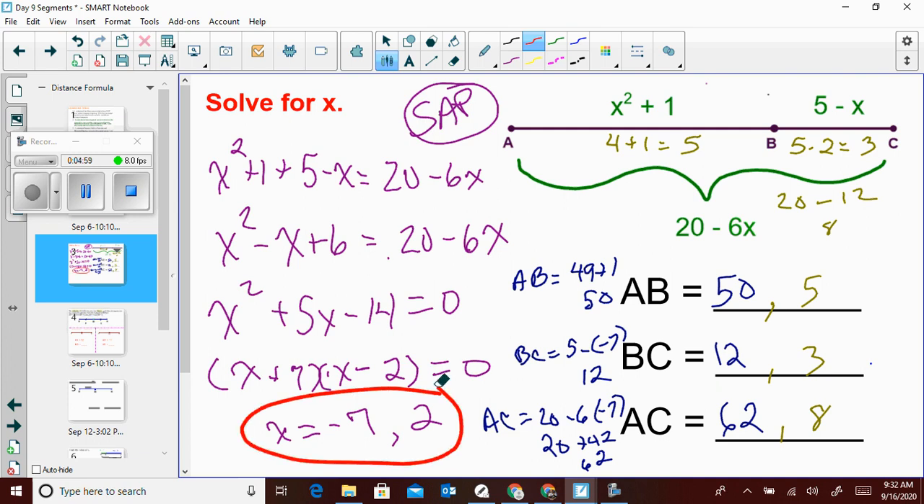All right, since they both work, you need to put both of the possible answers. X is negative 7 or x is 2, and these are the possible values or lengths of those segments. Always check your answers. It could be one works, both work. It could be none work. Rarely do we have that, but it's possible. Okay? Recap, segment addition postulate just states that the sum of two smaller segments equals their larger segment. Or, as I like to put it, a large segment can be broken up as a sum of two smaller segments.